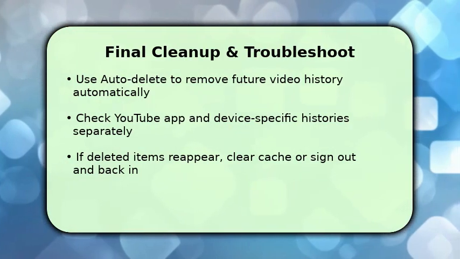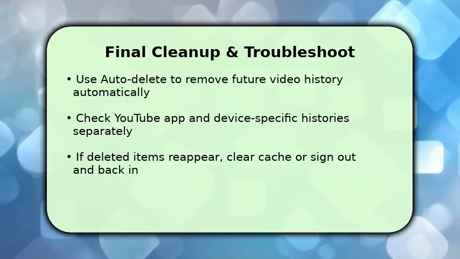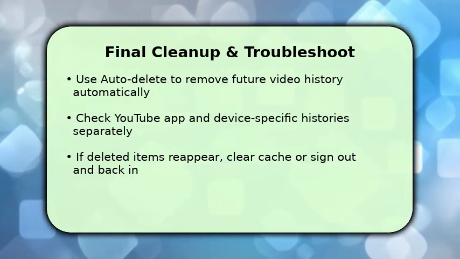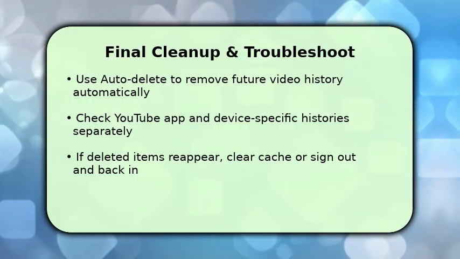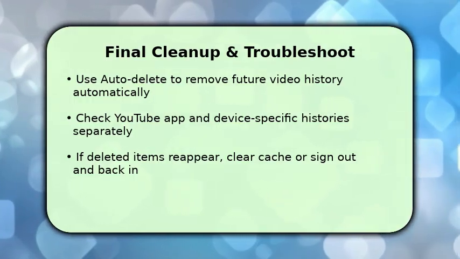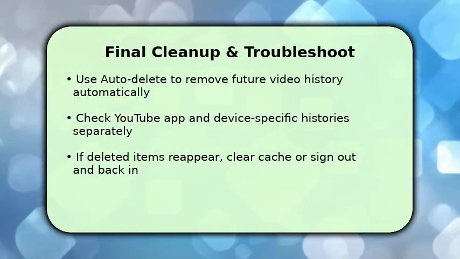Finish by enabling auto-delete if you want Google to purge video history after 3, 18, or 36 months. That prevents future buildup. Also open the YouTube app and clear its watch and search histories because device-level caches can persist.